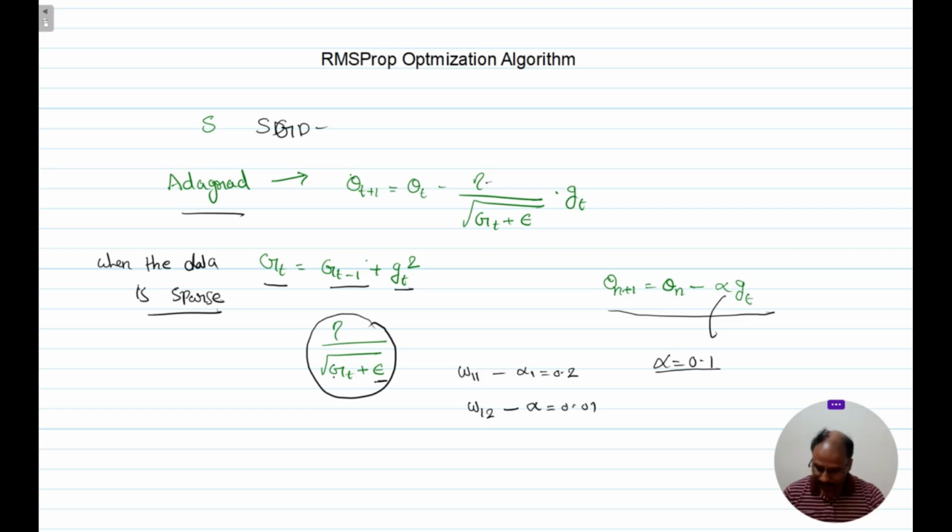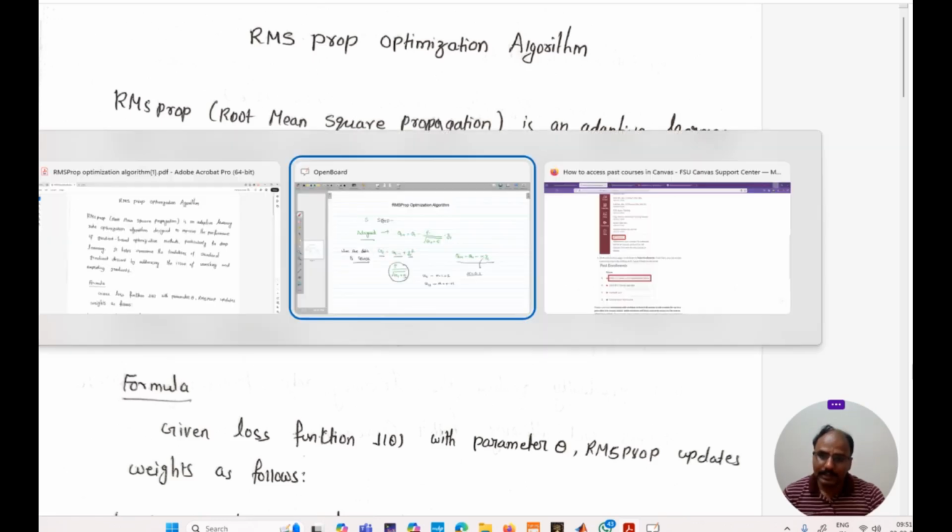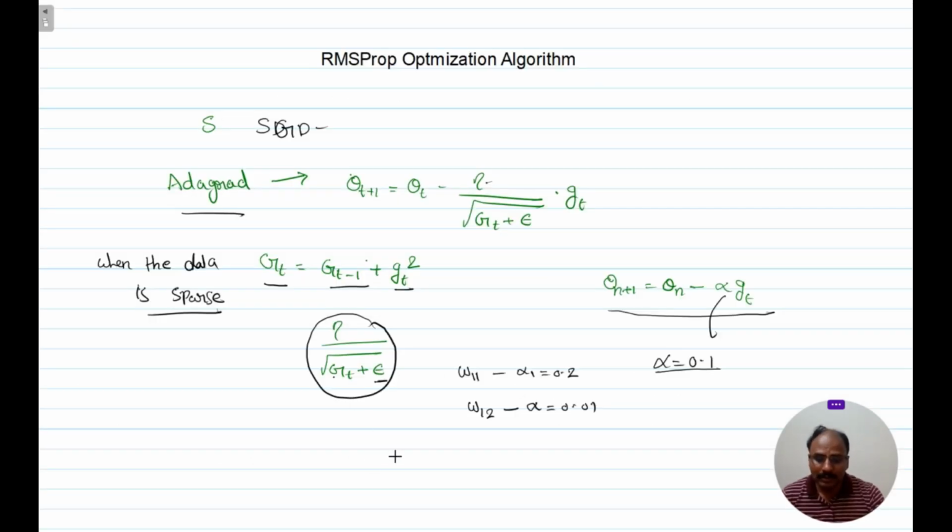Now in this class, we will discuss the RMSProp optimization algorithm. It is also an adaptive learning rate optimization algorithm, used for gradient descent, that is gradient based optimization methods. The advantage of RMSProp over Adagrad is that the disadvantage of the Adagrad algorithm is aggressive learning.